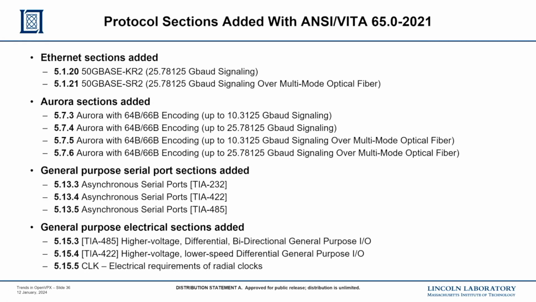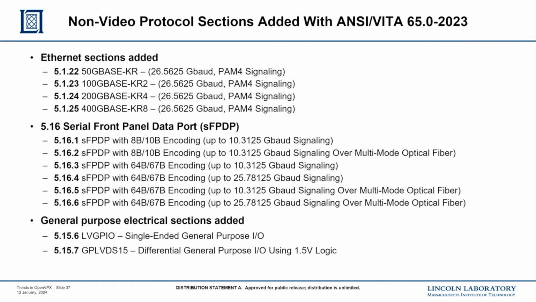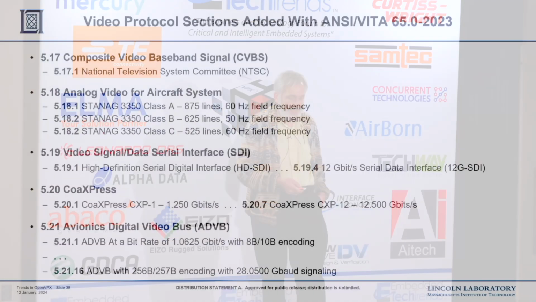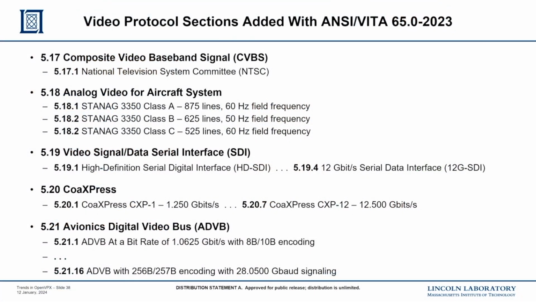And in 2023, we've added some of the PAM4 Ethernet signaling. It remains to be seen whether the current connectors can handle this. My suspicion is this is really for the next generation connectors. One of the connectors that can use this is the VDA91 connector. And then we've added serial FPDP and more general purpose electrical sections. And then, as I mentioned, we've added video. There's a whole bunch of video protocol sections that have been added with the 2023 version.